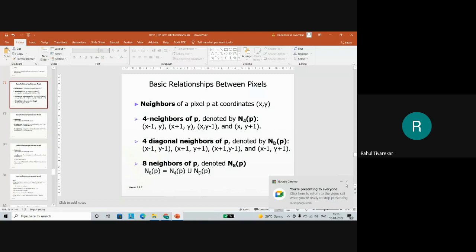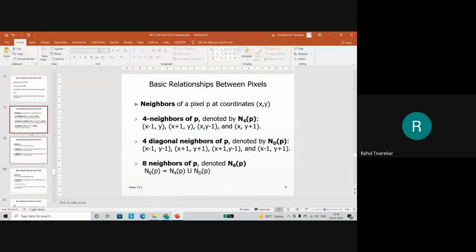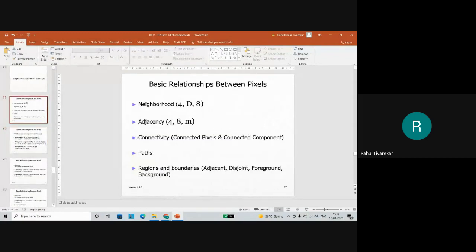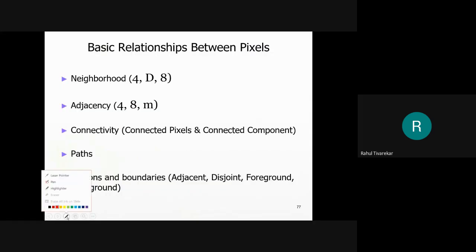So, in the morning lecture today we were discussing the basic relationship between pixels, and we saw that we have to discuss the neighborhood of a pixel. We have to talk about adjacency of the pixel, connectivity, and paths, and additionally, we have to discuss regions and boundaries. So we discussed these three kinds of neighborhood in the morning.